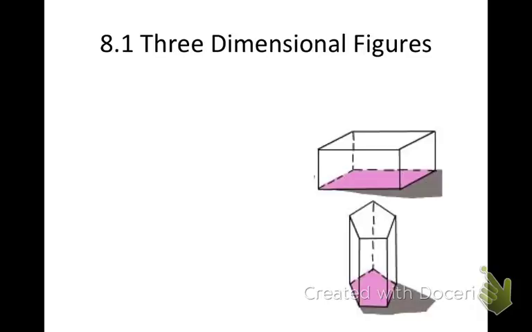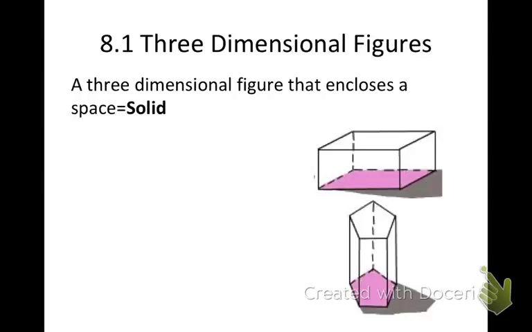So we need to know what a three-dimensional figure is. A three-dimensional figure that encloses a space is called a solid. So go ahead and write that down in your notebook and know that we're defining what a solid is. So what are some characteristics of our three-dimensional shapes that we need to know? So you're going to write these down. Again, if I go too fast, go ahead and pause me.